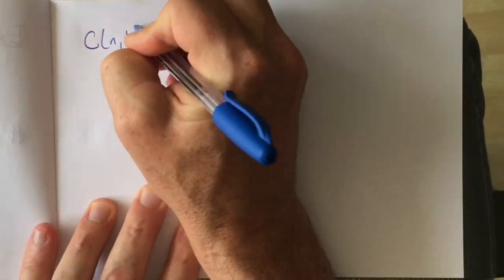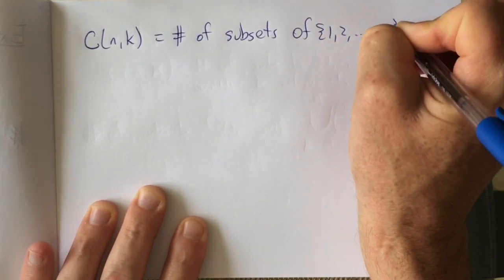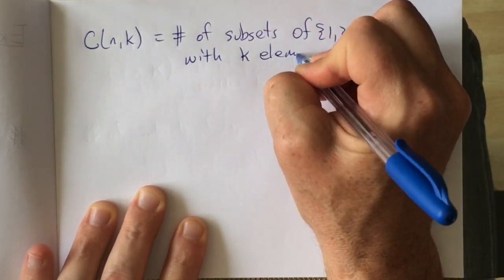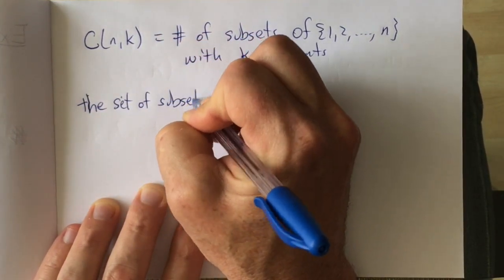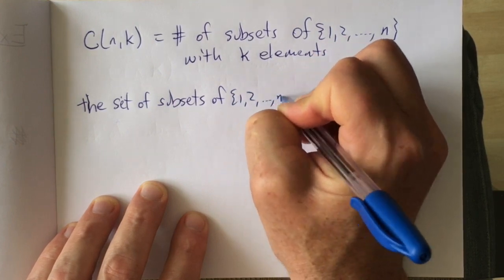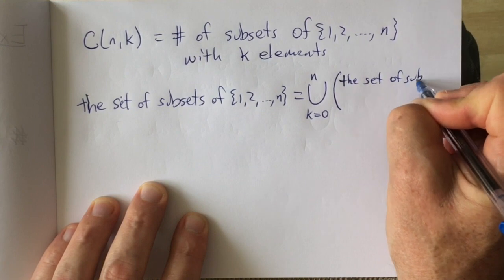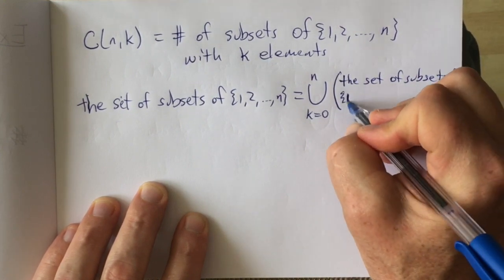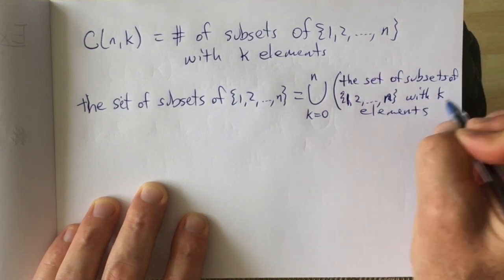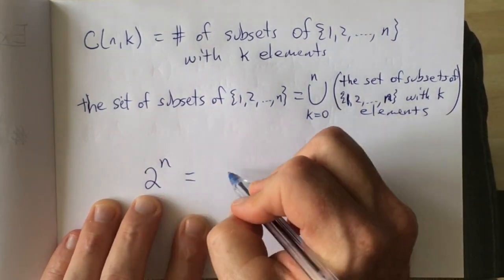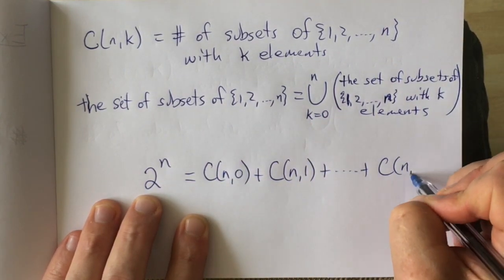Now let's go one step further and define C(n,k) as a symbol which represents the number of subsets of 1 through n with exactly k elements. Since the set of all subsets of 1 through n is equal to the union of the subsets of 1 through n with k elements, where k ranges from 0 to n, and because these sets are disjoint, then by the addition principle, 2 to the n is now the sum of C(n,k), where k ranges from 0 to n.